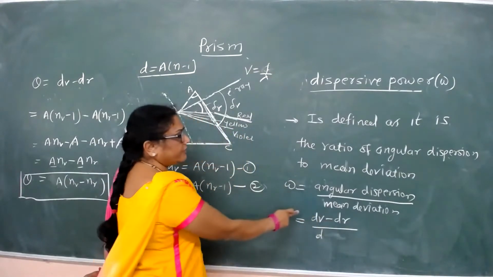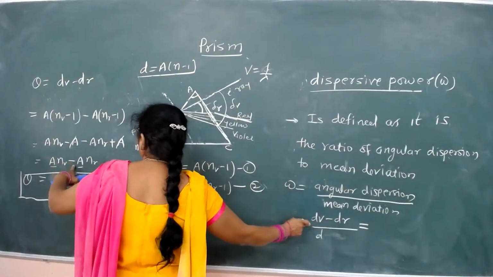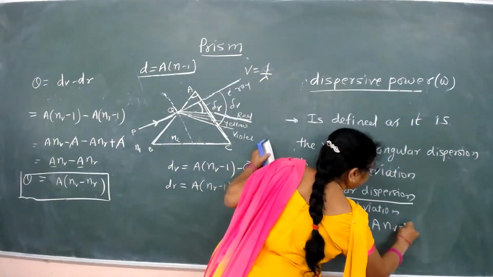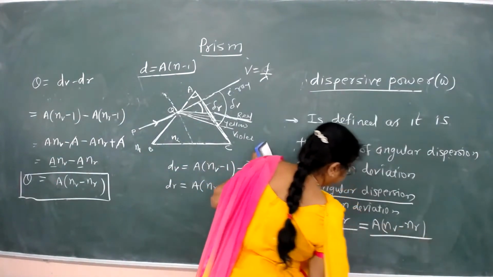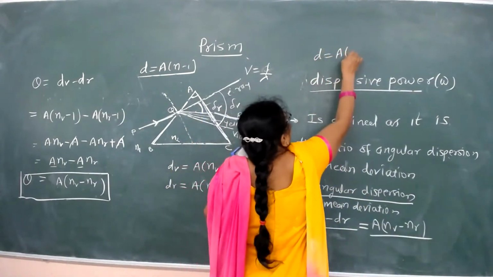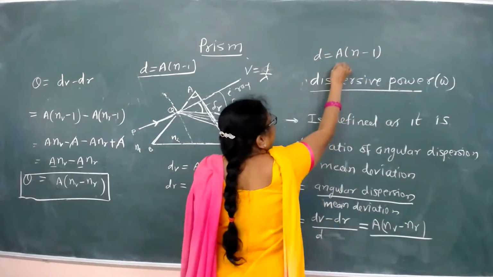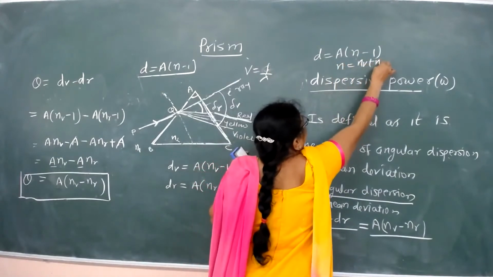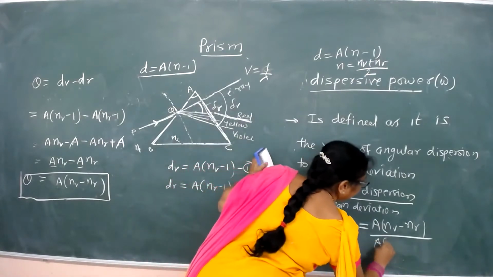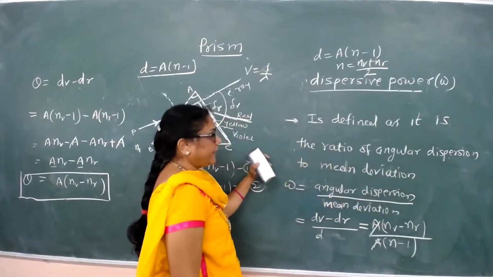We know that dV minus dr, we can find out, is A into NV minus NR. So deviation D is equal to A into N minus 1. N is the mean of NV and NR, where N is equal to NV plus NR divided by 2. That is the mean. Then D is equal to A into N minus 1. So here A gets cancelled.